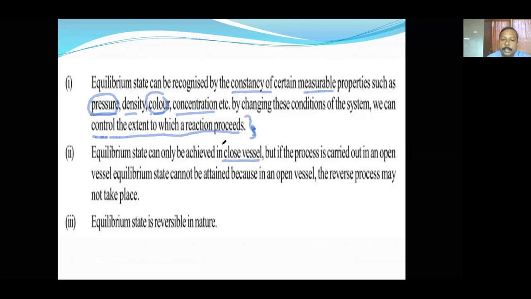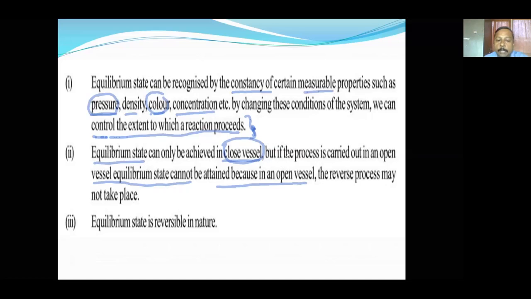Okay, but it is not necessary every time. A closed vessel is required only when one of the reactants or products, or all of them, are in the gaseous state. If the process is carried out in an open vessel, equilibrium cannot be attained. In an open vessel, products or reactants will escape, so they may not react back to give the reactants, and therefore the equilibrium state may not be achieved.